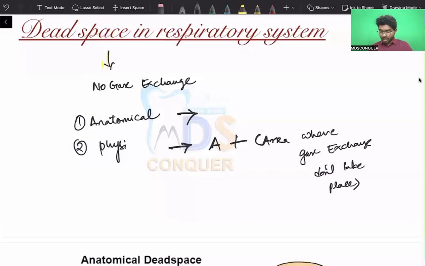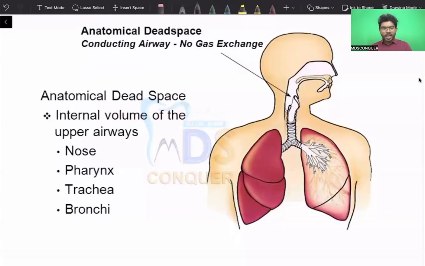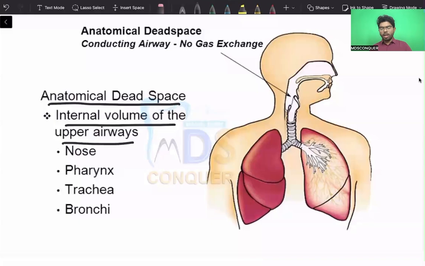Clear? Done? Okay. Now, anatomical dead space is basically the inner volume of the upper airways, that is basically the nose, pharynx, trachea, and bronchi. And these are the areas where gas exchange does not take place. So those areas are called as anatomical dead space. Whereas physiological dead space is anatomical dead space plus areas where previously gases were exchanged, but now they are not able to exchange the gases. So that is called as physiological dead space.